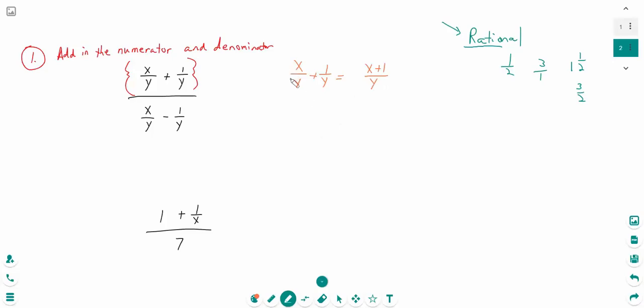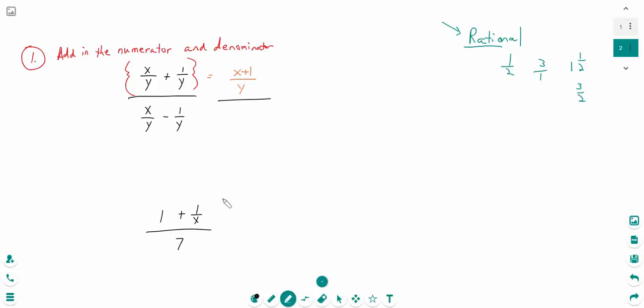So if I'm adding these two fractions, I would end up with x plus 1 over y. Okay? And what we're going to do is write that up here. So that is equal to x plus 1 over y. Now, that's the numerator. And I'm actually just going to erase this now so that I've got a little more room here. All right, so that's the numerator.